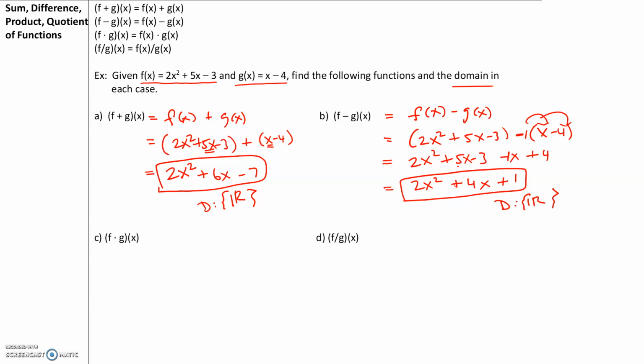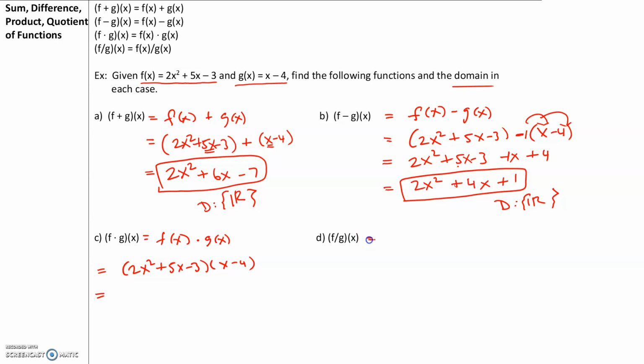Okay, let's do f times g of x. By definition, this is going to be f of x times g of x. So f of x equals 2x squared plus 5x minus 3, and g of x is going to be x minus 4. Okay, let's save this for class. We'll finish this off in class.